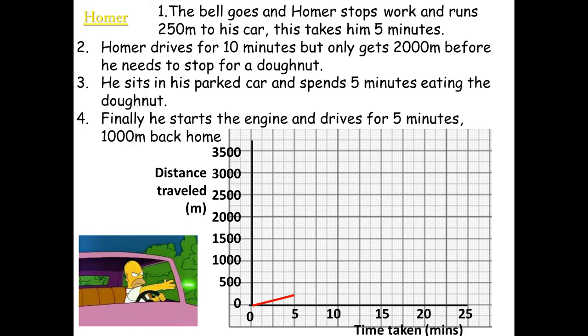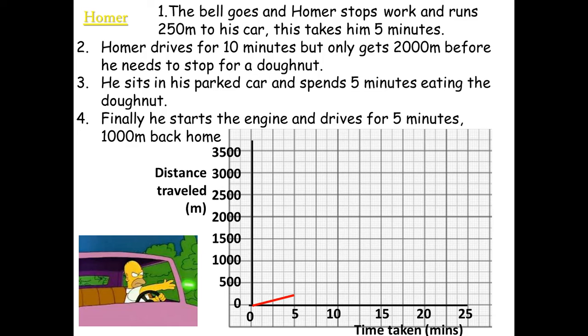Our first point, after work, the bell goes and Homer stops work and runs 250 meters to his car. This takes him 5 minutes. So I already pushed the button by accident, but you can see that my red line has gone from 0 to 250 meters in 5 minutes.